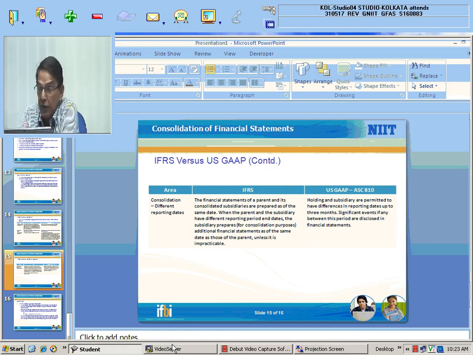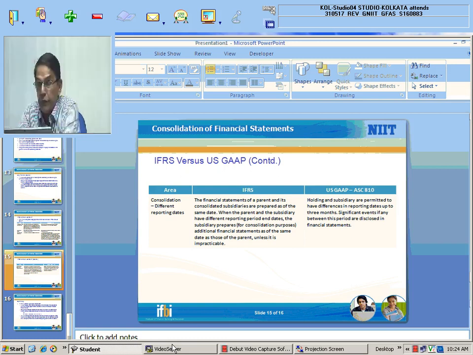Under US GAAP ASC 810, the holding company and subsidiary are permitted to have a difference in reporting dates of up to 3 months. Significant events, if any, between this period are disclosed in the financial statements. So, US GAAP itself allows a difference in reporting dates up to 3 months between holding and subsidiary, and all significant events between this period will be disclosed in the financial statements.